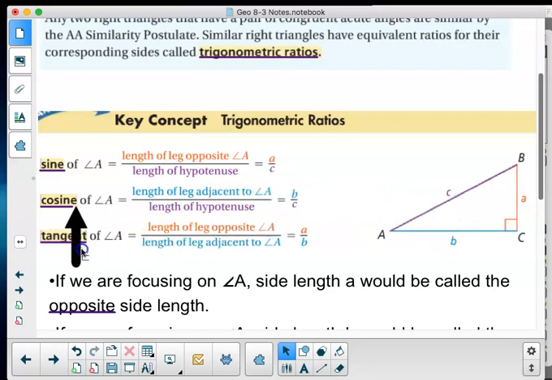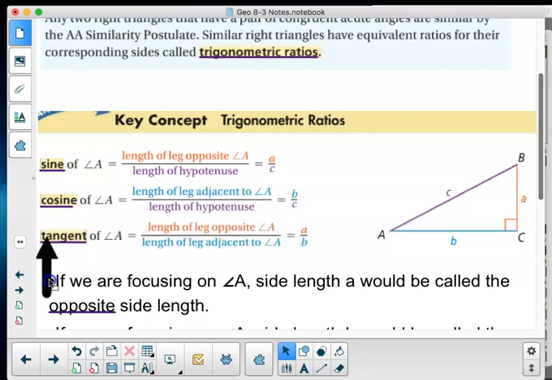The cosine of angle A is the length of the leg adjacent to angle A. Now the adjacent leg is the leg that's not the hypotenuse. So angle A is here. This is the hypotenuse. So this is the side adjacent to angle A. Okay, so that's why we're able to say the adjacent side over the hypotenuse. And this is where we're getting our values. And these small letters, again, are numbers. They represent numbers, and that's our ratio. The name of the sine ratio is opposite over hypotenuse. The cosine ratio is adjacent over hypotenuse.